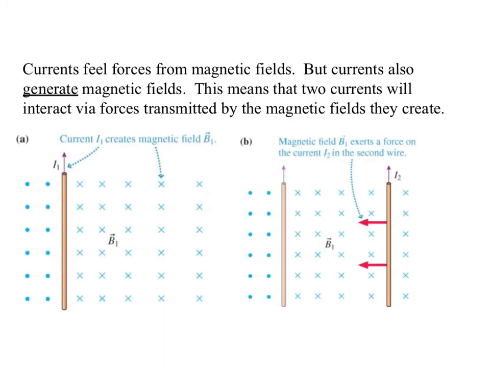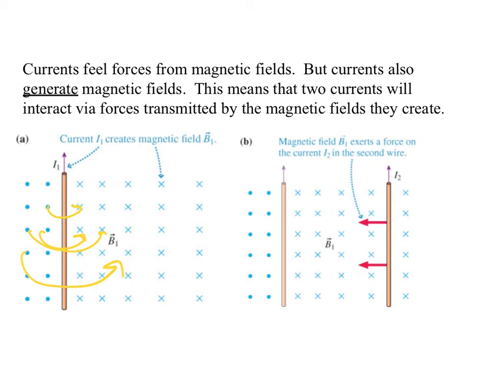So, currents feel forces from magnetic fields, but currents also generate magnetic fields. This means that two currents will interact via the forces transmitted by the magnetic fields they create. And this just illustrates the way it would go. If we have this current, and we just consider what field this current generates, it generates a circular field, right? Something which is looping around like this, and so on. All different sizes.